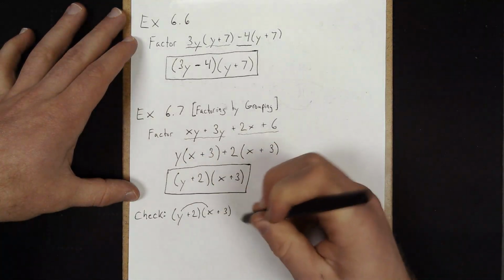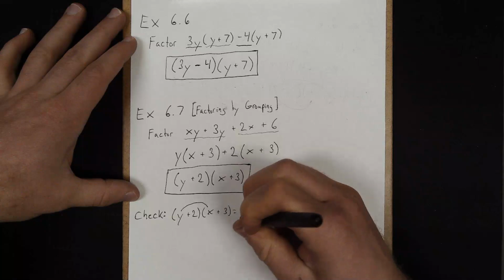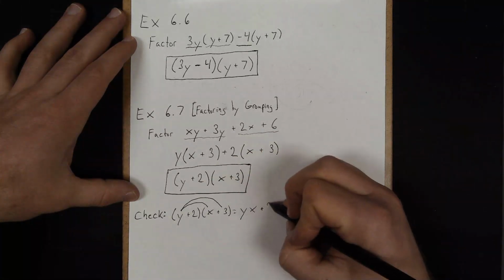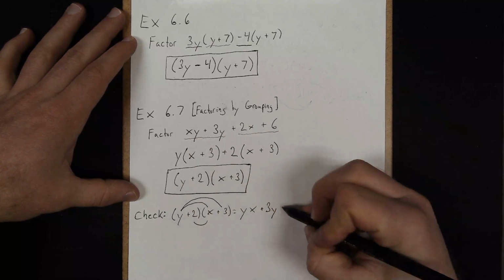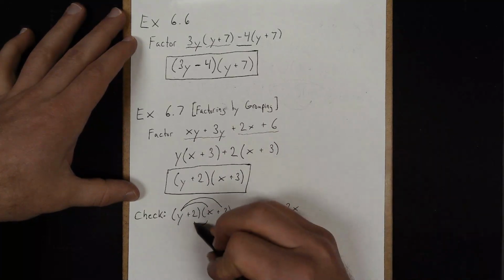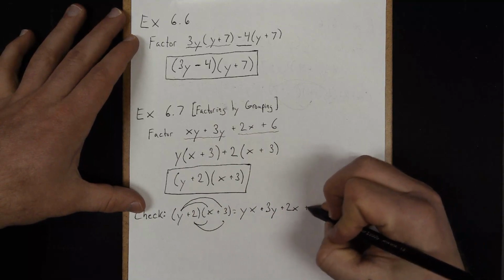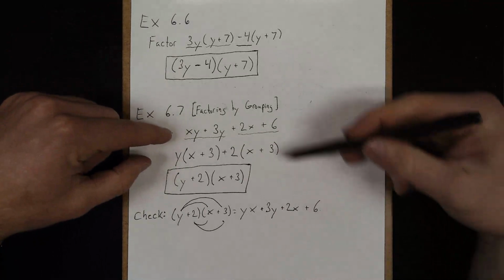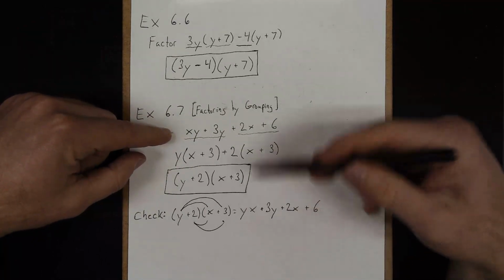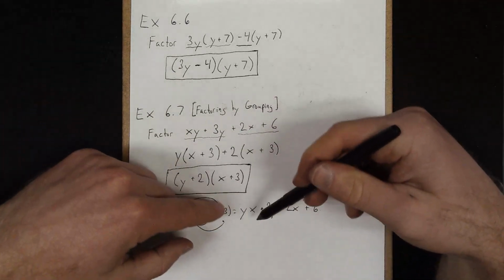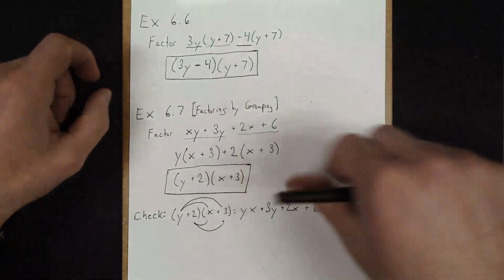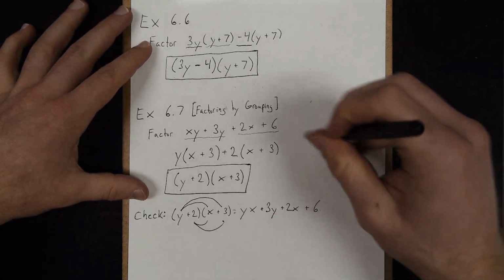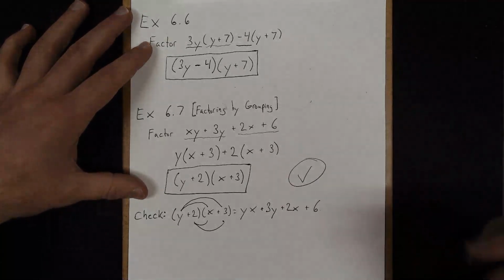So y times x, y times 3 is 3y, 2 times x is plus 2x, and 2 times 3 gives us plus 6. And you'll see they're the same. I just wrote this in the wrong order, but we know we're allowed to write things in any order when we're multiplying them. So these are equal, and we have verified our answer.